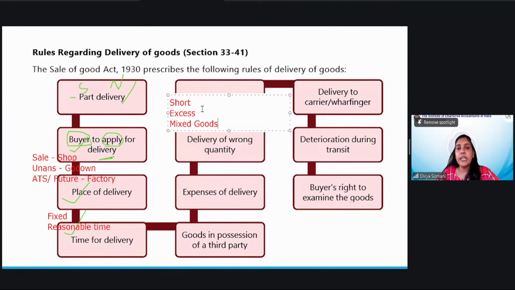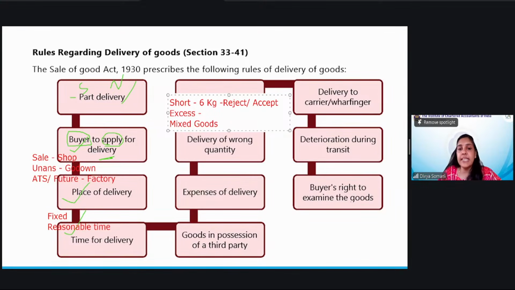Delivery of wrong quantity. If the quantity you had ordered was 10 kg, but you are receiving only 6 kg, you have the right to either reject the whole or accept whatever is given to you and make the payment accordingly. So that is up to you.